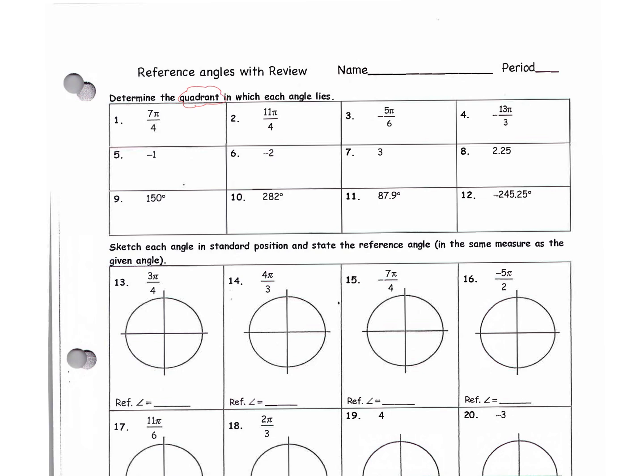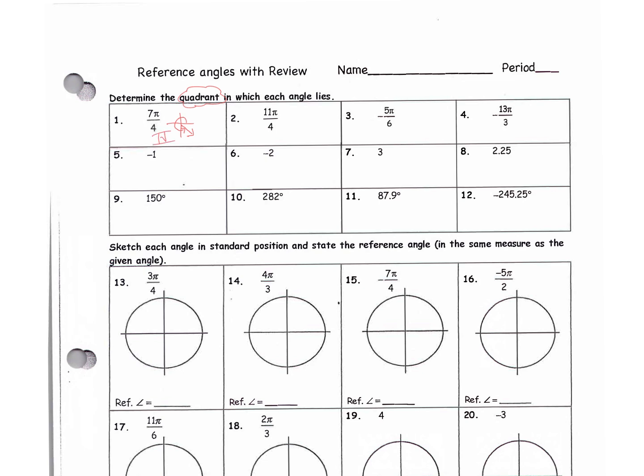So number 1 gives me 7 pi over 4. That happens to be an angle on my unit circle I've been learning. That is the 45-degree angle in the fourth quadrant. So my 7 pi over 4 is my fourth quadrant, 45-degree angle. It's positive, so I'm going counterclockwise, and it looks like that makes it in quadrant 4.